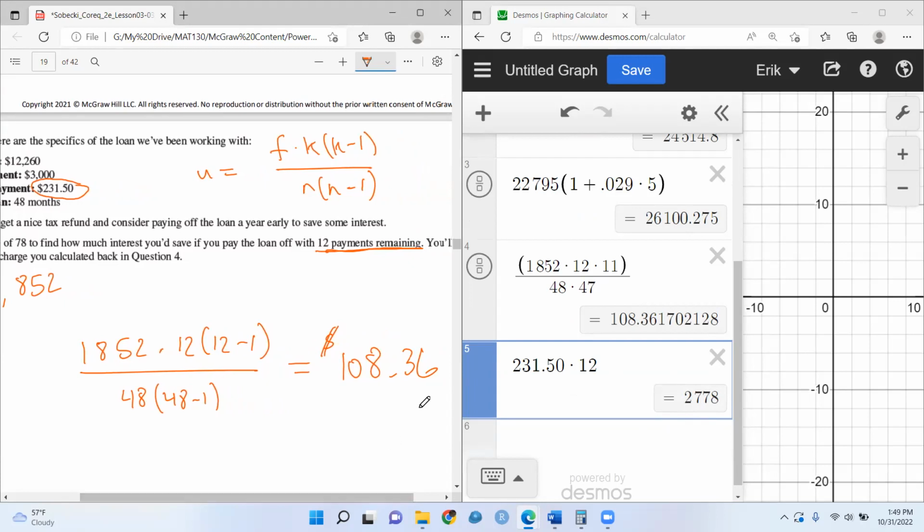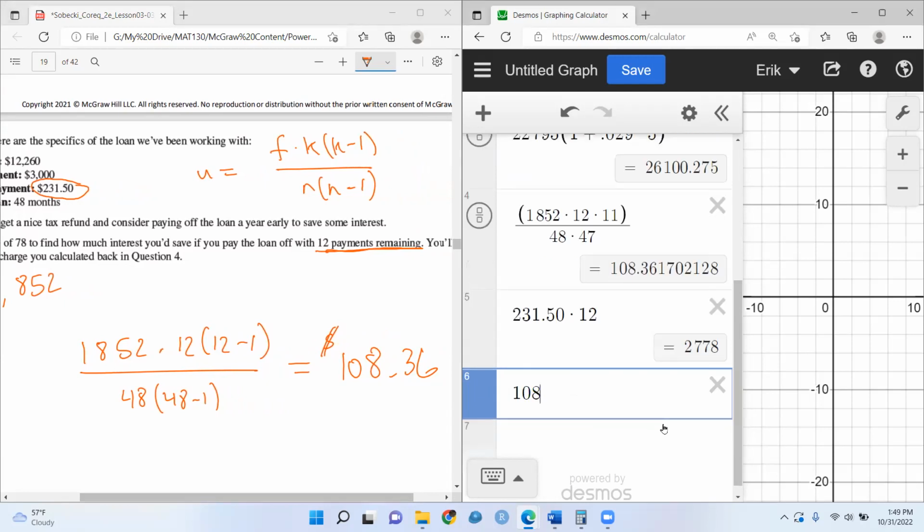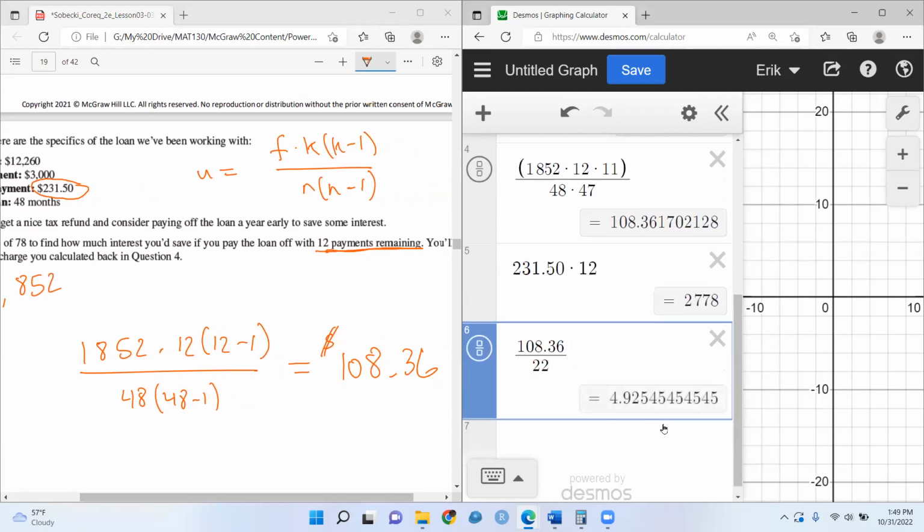So you have to think about, is it worth that? Is this a good amount of money, or is $108 worth saving? A lot of people will say, yeah, it's always worth it to save some money. But then you have $2,778 less in your account.